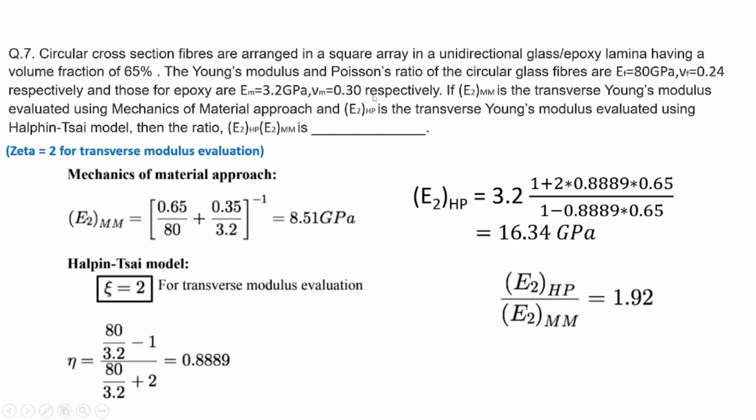Now the next question is, circular cross-section fibers are arranged in a square array in a unidirectional glass epoxy lamina having a volume fraction of 65%. The Young's modulus and Poisson ratio of the circular glass fibers are given, and that also of epoxy is given. If E2 MM is the transverse Young's modulus evaluated using mechanics of material approach, and E2 HT is the transverse Young's modulus evaluated using the Halpin-Tsai model, then we have to find the ratio between them.